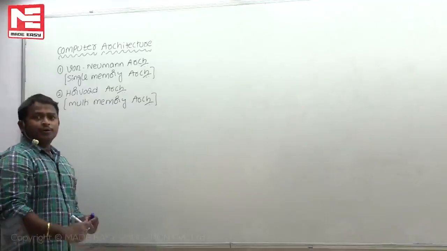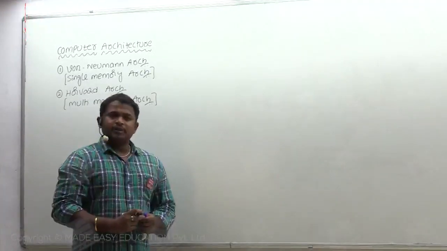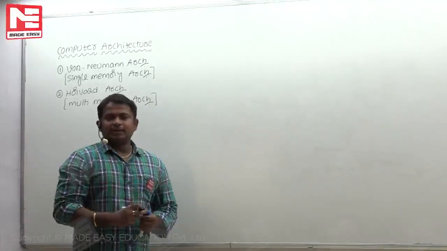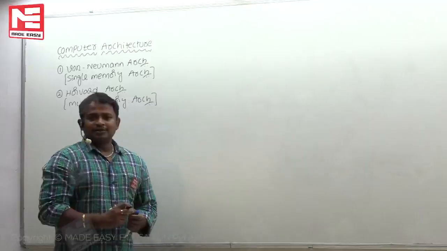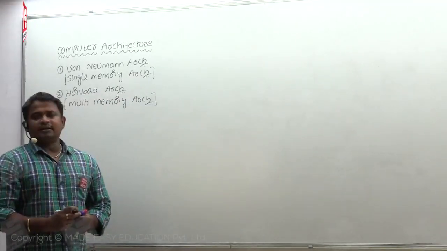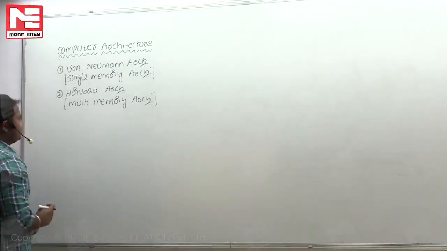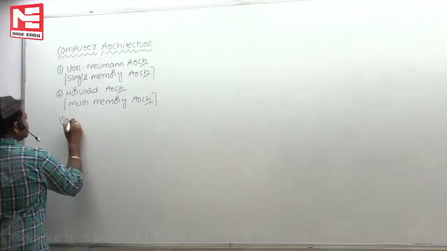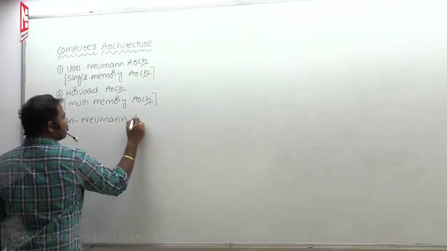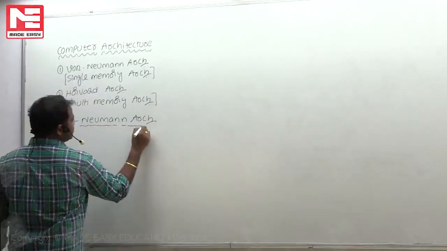Based on the program storage, computer architecture is classified into two types. So, single memory architecture, multi-memory architecture. Single memory architecture is a von Neumann architecture. Multi-memory architecture is a Harvard architecture. Now we will see what is von Neumann architecture first.